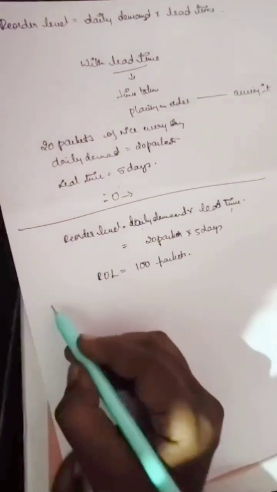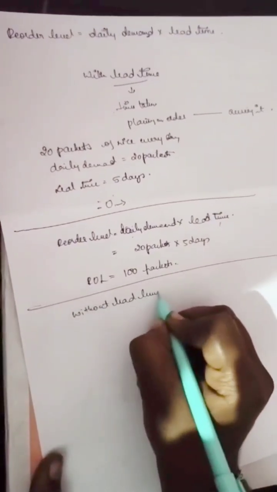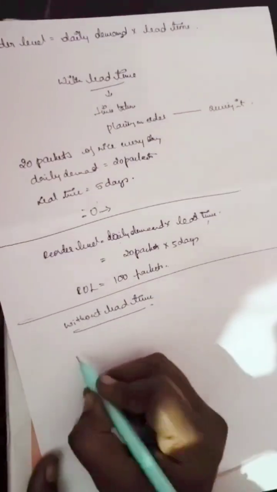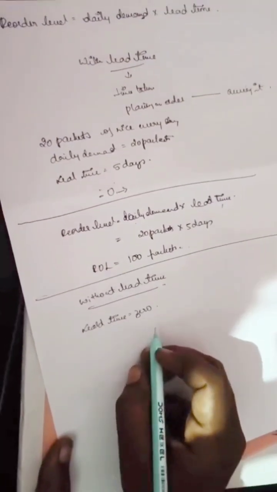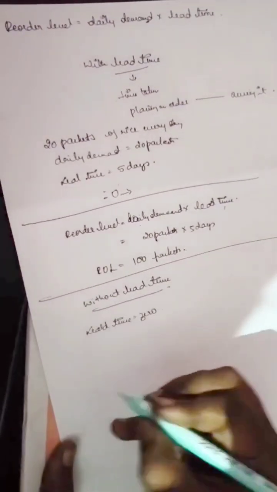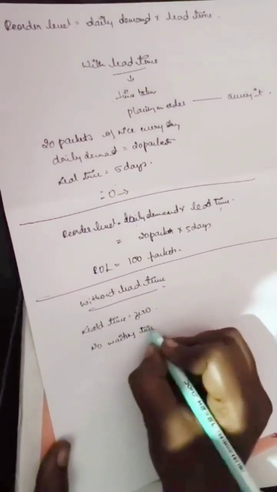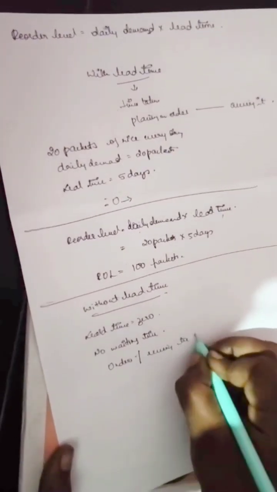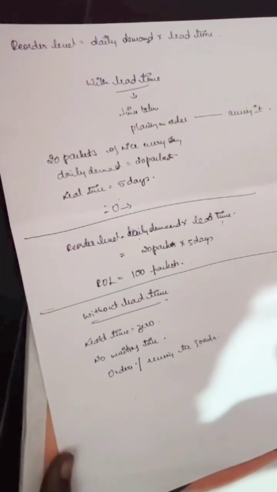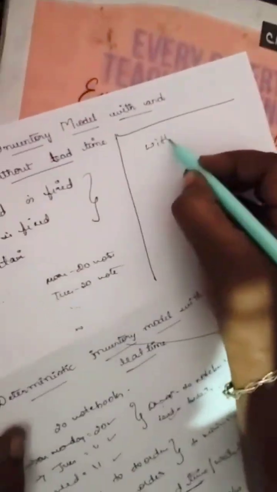Let us go with the next concept, the deterministic model without lead time. Without lead time means the lead time is zero, which means the stock is received immediately after placing the order. So there is no waiting time between ordering and receiving the goods. Let us take a real-world example.